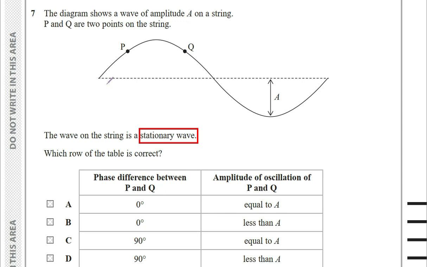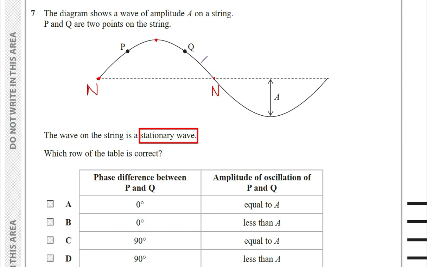Which row of the table is correct? So guys, when you're dealing with a stationary wave, you have to identify this point and this point as my nodes, right? And you should know by now that particles between two adjacent nodes are always in phase. So P and Q are in phase.